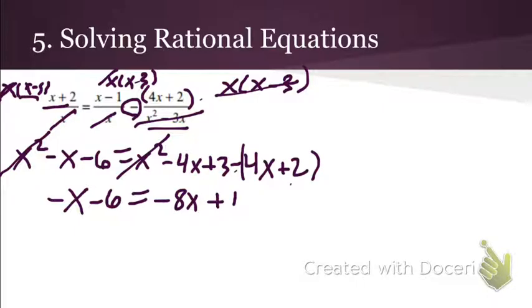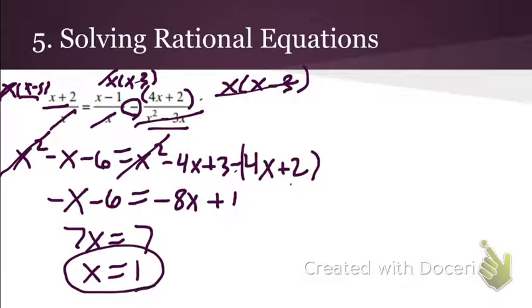And then if you add 8x to both sides, you get 7x on the left. If you add 6 to both sides, you get 7. And then x is equal to 1. And then if you plug that back in, you won't have any domain restrictions. So that's your solution right there.